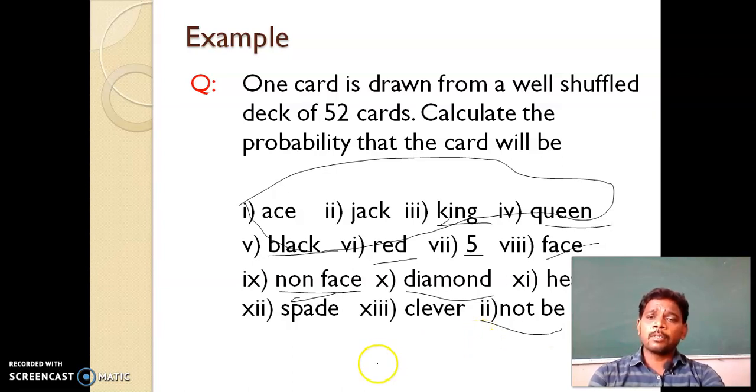And finally, not being an ace. How many ace cards are there? 4 ace cards, as we already found. So for not being an ace, we subtract the number of aces from 52. 52 minus 4 is 48. So the answer for the last one is 48 by 52. That is the procedure for finding the probability of any experiment. Here I completed the first 2 properties with the necessary steps. So complete the remaining also with the necessary steps.